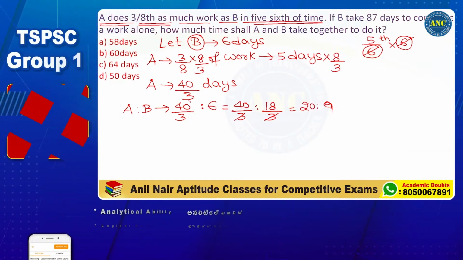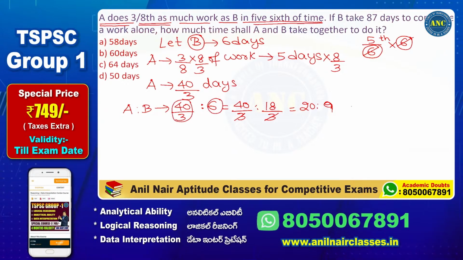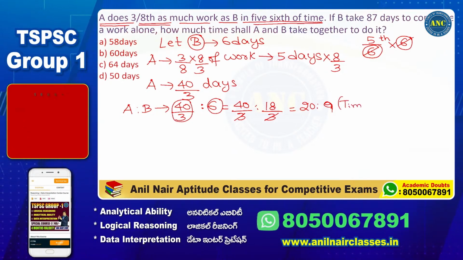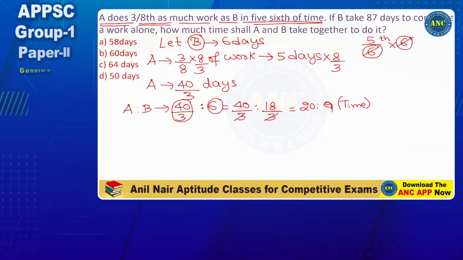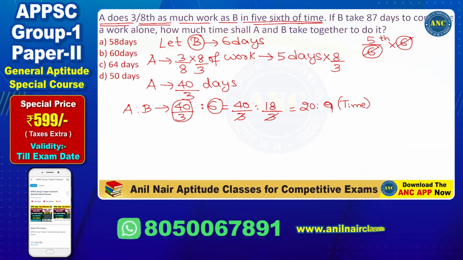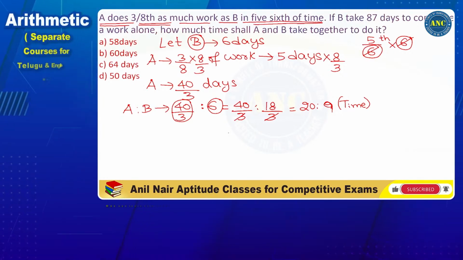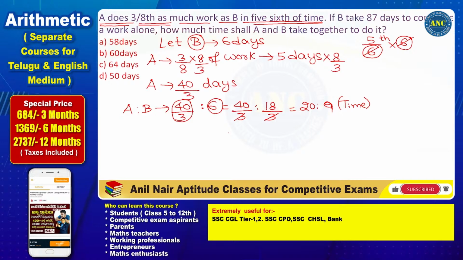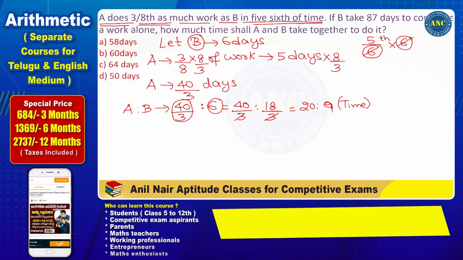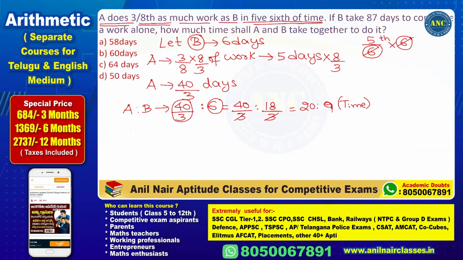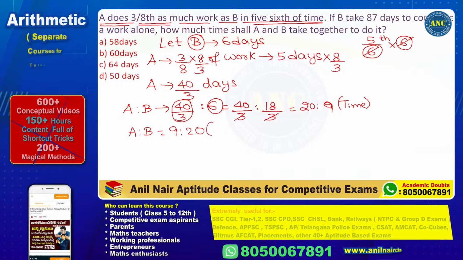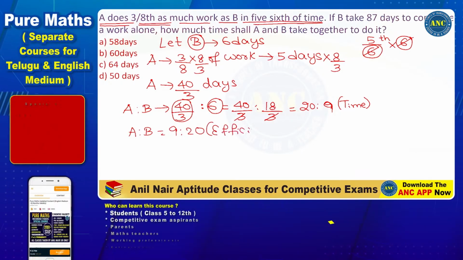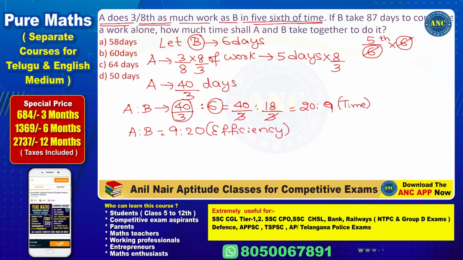But this 40 by 3 days and 6 days is the number of days. This is the time ratio. But always remember, we should always convert the question in terms of efficiency ratio. And we know that time and efficiency are inversely proportional to each other. If I have more efficiency, I will complete in lesser time. If I have less efficiency, I will take more time. So simple. So the A and B efficiency ratio will be the reverse of 20:9. It will be 9:20. I hope you are understanding. And this is nothing but the ratio of efficiency.